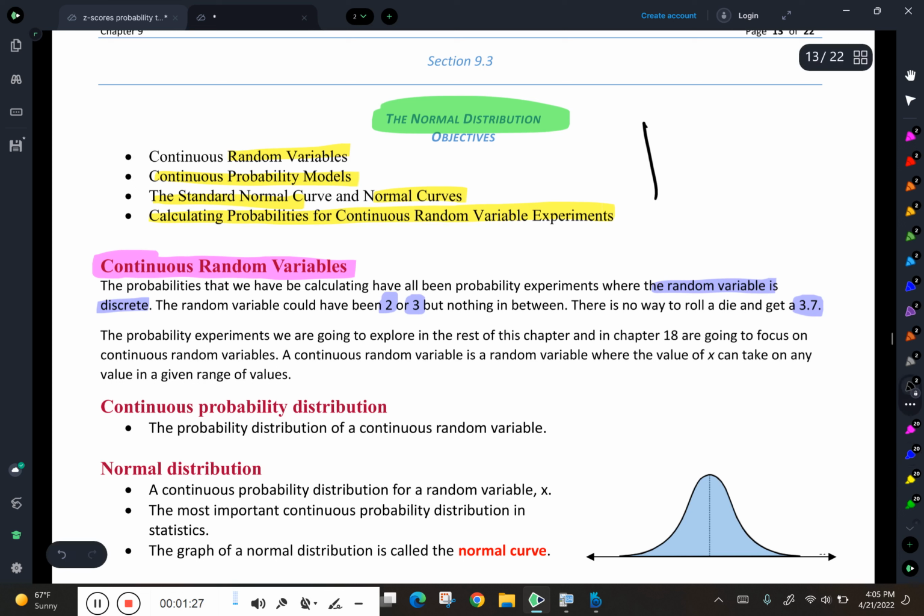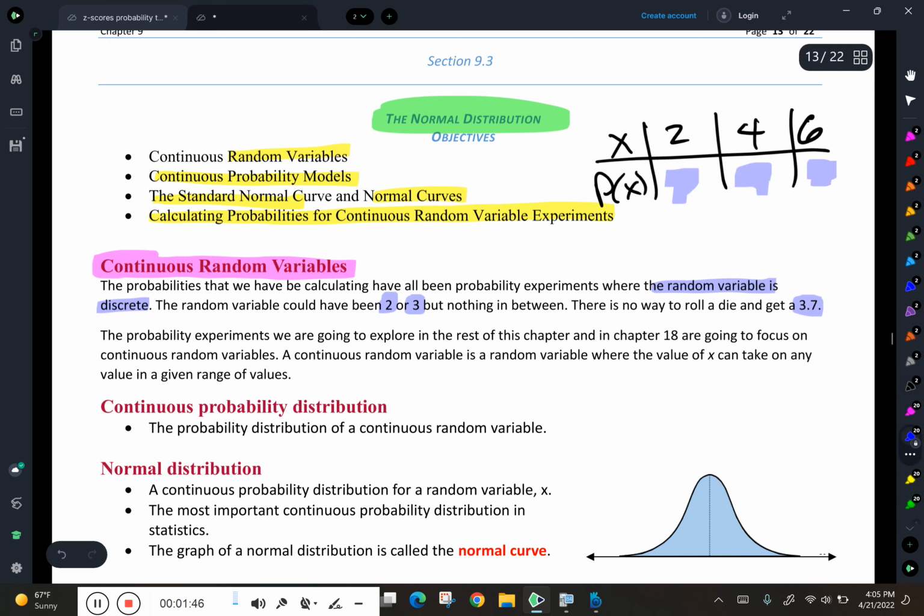Discrete random variables gave us probability distributions that were discrete. So we had things like this, but this had to be a number up here, like a 2 or a 4 or a 6, but there was no such thing as a 6.2. And then, of course, we had associated probabilities. Whatever those probabilities were, it really didn't matter for this discussion, but we had discrete random variables. For the rest of this chapter and in chapter 18, we're going to talk about continuous random variables.